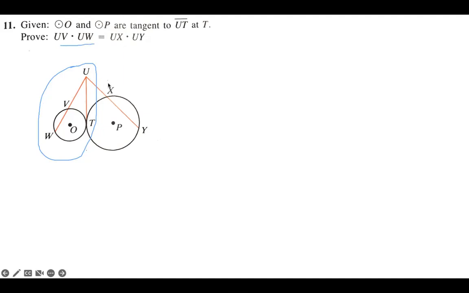But then we have this tangent piece here, UT. We have this one little tangent piece, UT right here. Well, we would just square that. That would be the pattern. So what would be the pattern? It would be UW, that's the whole darn thing, from U to W, times the thing on the outside, UV, is equal to UT squared.